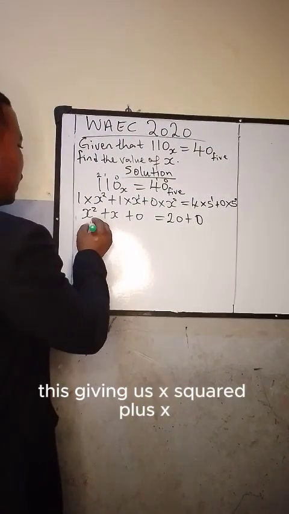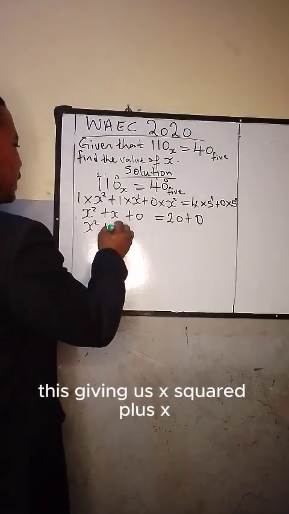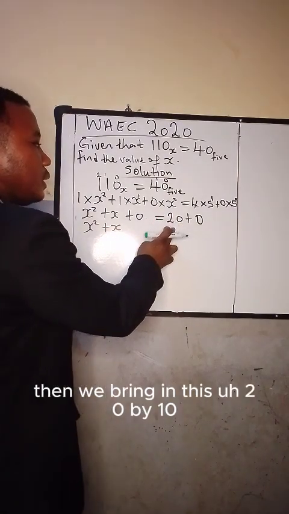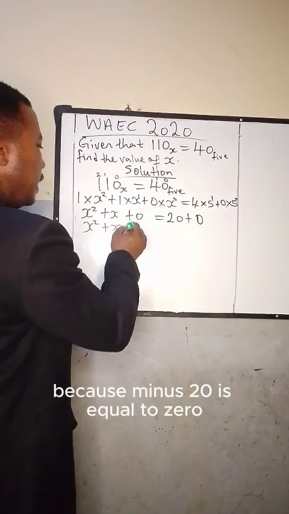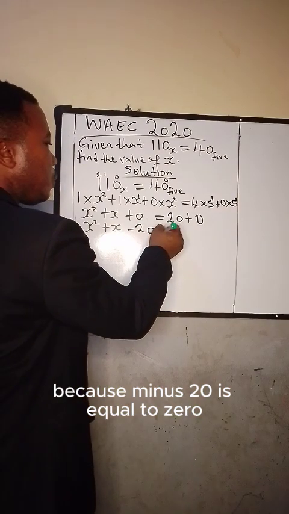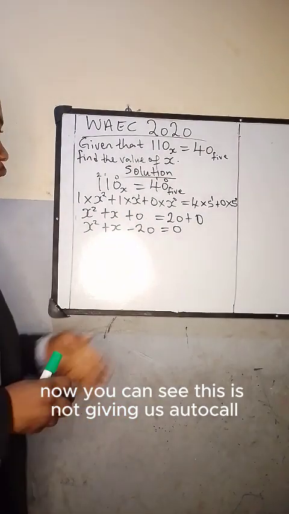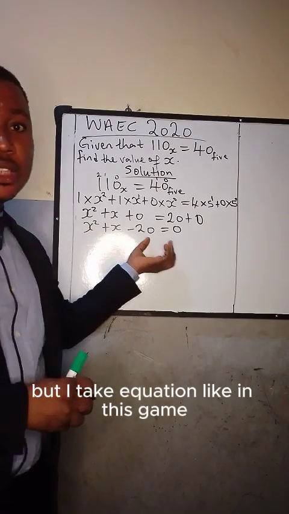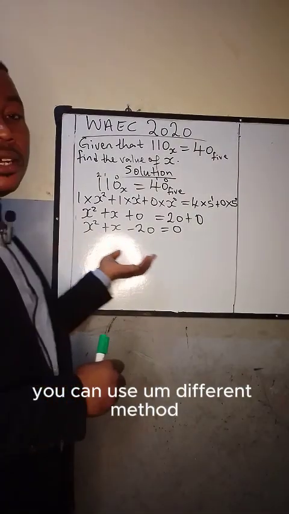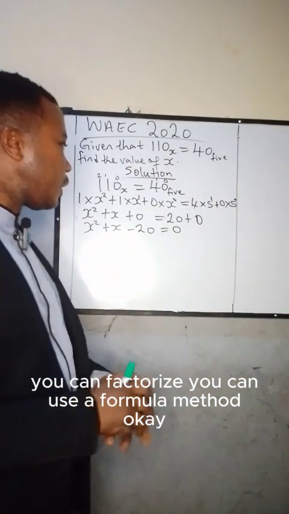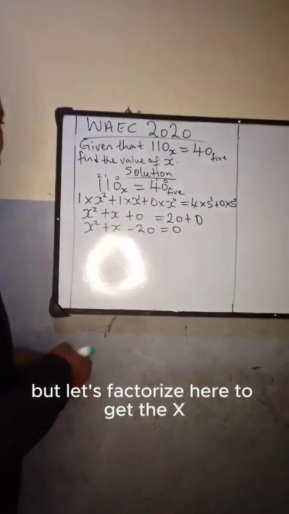Okay, so let's see what we now have. This is giving us x squared plus x, this is 0, of course. Then we bring in this 20. By the time 20 goes to this side, it becomes minus 20 is equal to 0. Now you can see this is giving us what we call a quadratic equation. In this case, we can use different methods. We can factorize. We can use the formula method. But let's factorize here to get the x.